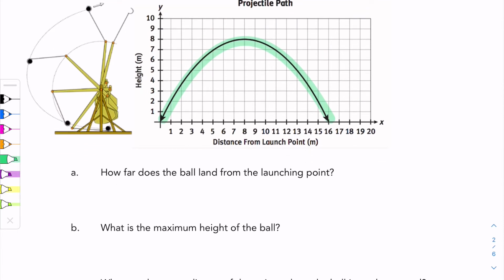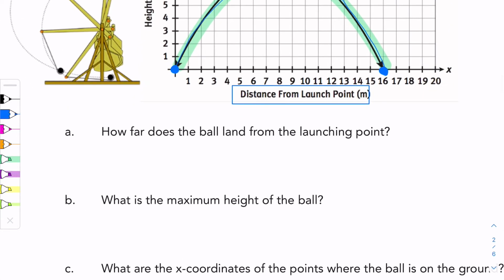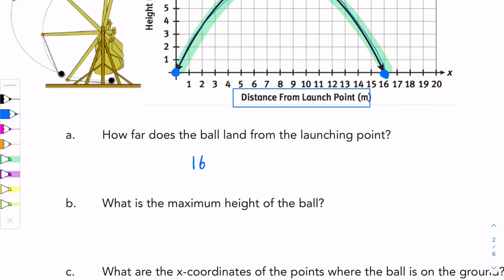So the part A asks us, how far does the ball land from the launching point? Okay, well, the ball is launched right here at 0. The x-axis is representing the distance from the launch point. So this ball goes up, comes back down, and it lands right here. According to my graph, it's indicating that this ball landed 16 meters from its launch point, and 16 meters is identified from the number 16 on the x-axis. That is the answer to part A, 16 meters.